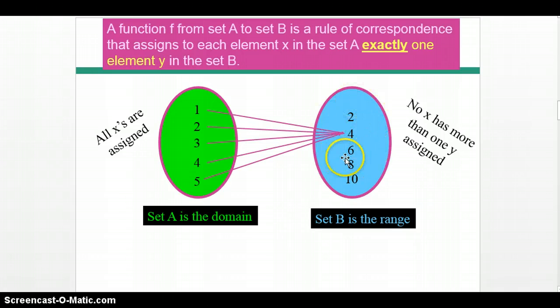Here 4 has been repeated, but the element in the domain set has not been repeated. If the domain set elements are repeated, then we cannot say that is a function. The element of the range set can be repeated.